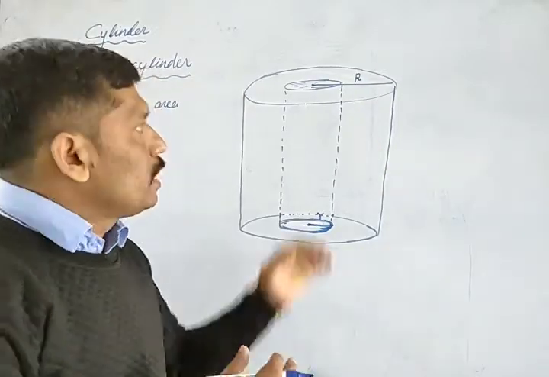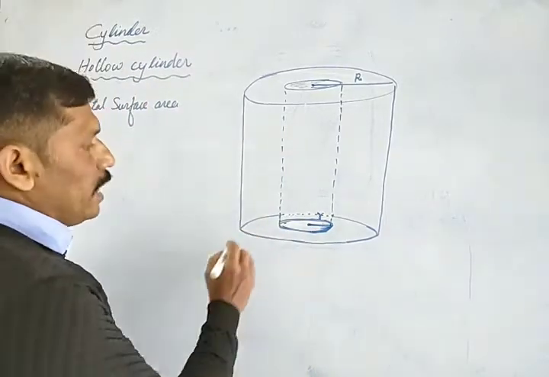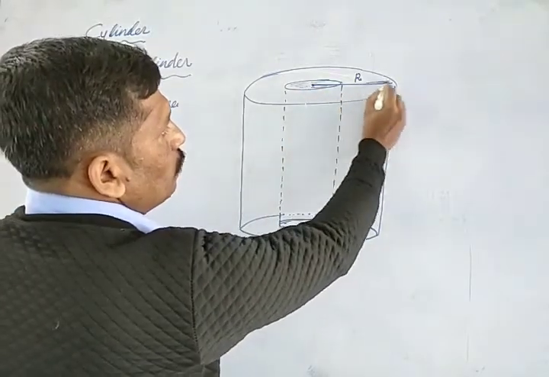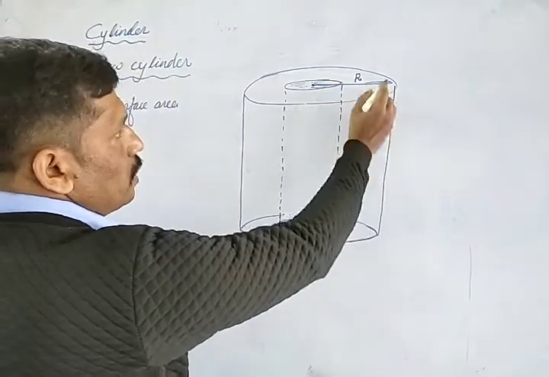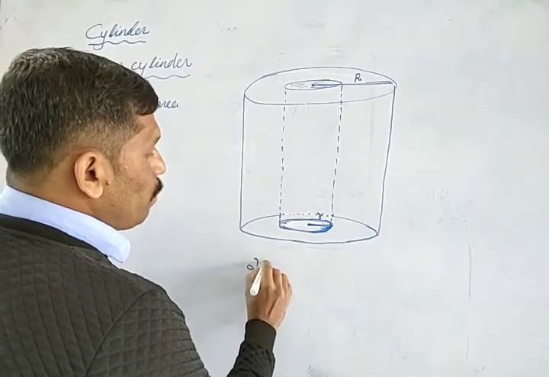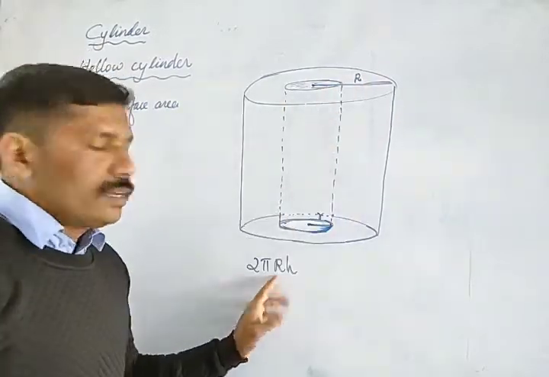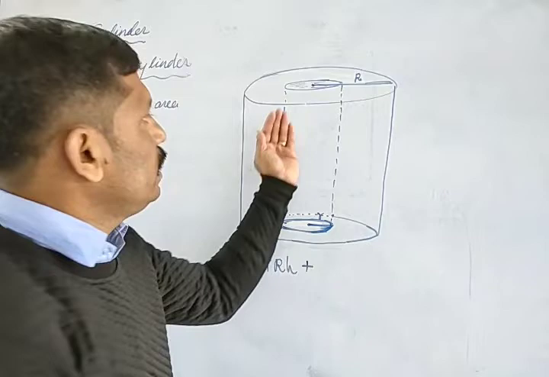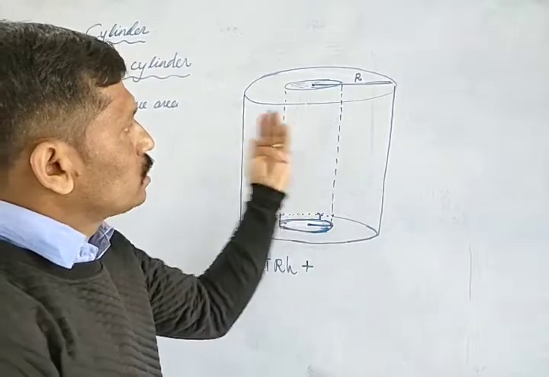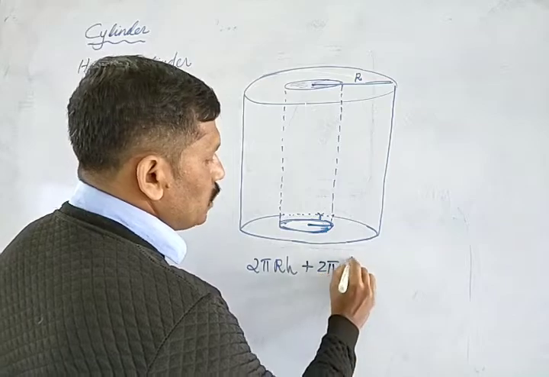So the total surface area of this hollow cylinder is equal to the external curved surface area. Big R is the radius of the external circle, so the curved surface area is 2 pi R h, using the height and the bigger radius. With this we add the internal curved surface area. This is small r. The internal curved surface area means 2 pi r h, with small r and h.